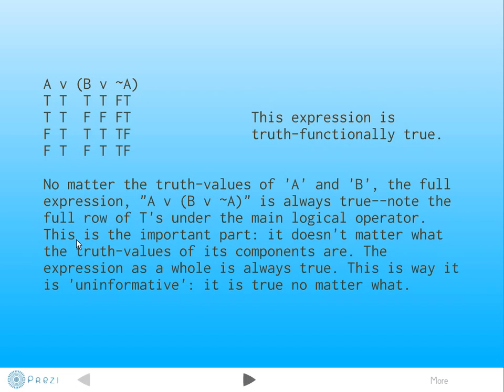It doesn't matter what the truth values of its components are. The expression as a whole is always true. This is why it's uninformative. It's true no matter what. We have this big column of T's, true no matter what the circumstance.